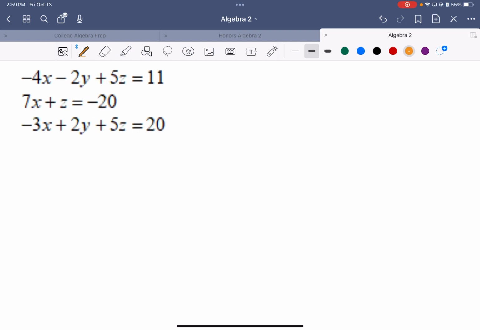All right, work with the person beside you, or around you, or by yourself, I don't care. See if you can find the value of x, y, and z for that one. Go.